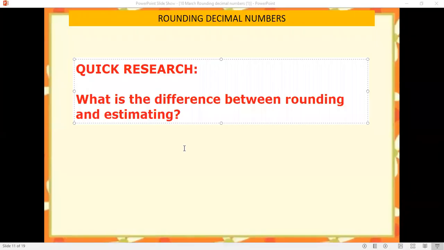The last thing that I want you to do is a quick research. Would you mind finding out what is the difference between rounding and estimating? This is the last homework, and we are going to discuss it on Sunday.